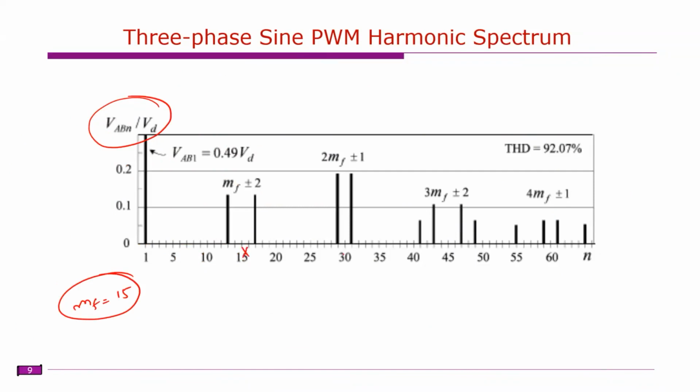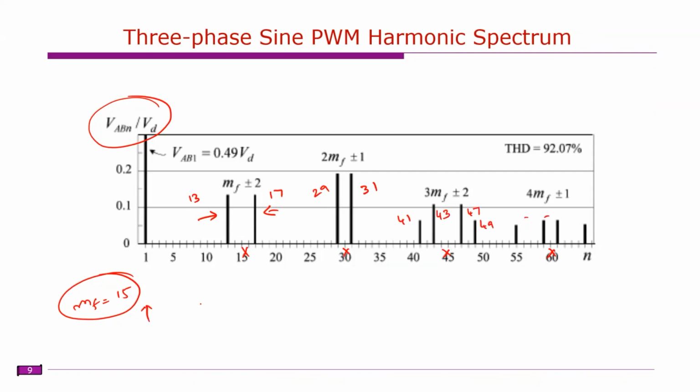So at 15, 30, 45, and 60, there are no harmonics. You only have sideband harmonics. So this is 15, that means you have 13th order harmonic. This is 17, this is 29, and this is 31. Right. So this is 40, 43, and this is 47. This is 41, this is 49, and so on. This corresponds to MF equal to 15.